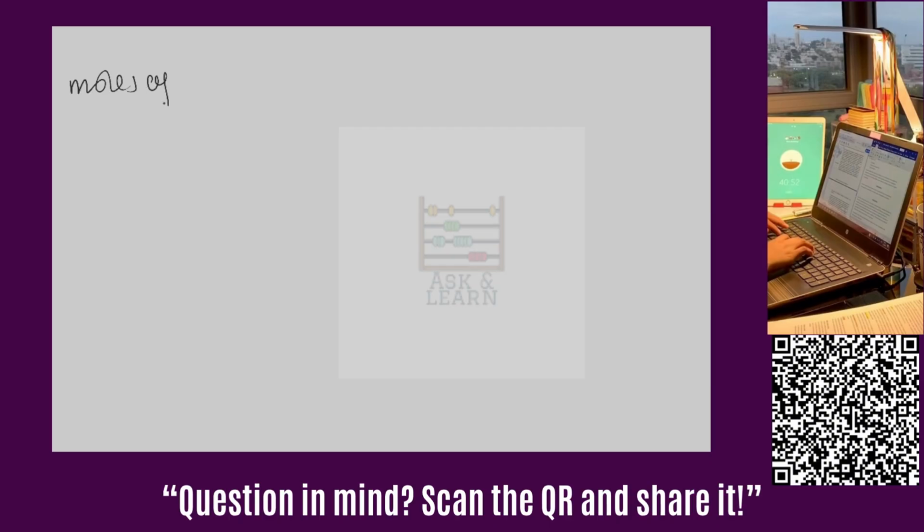So moles of AgBr is equal to 0.00582 take away X moles, where X is AgCl.